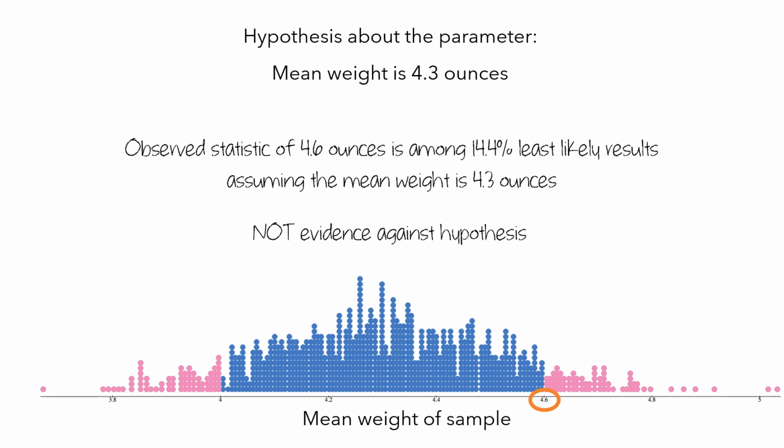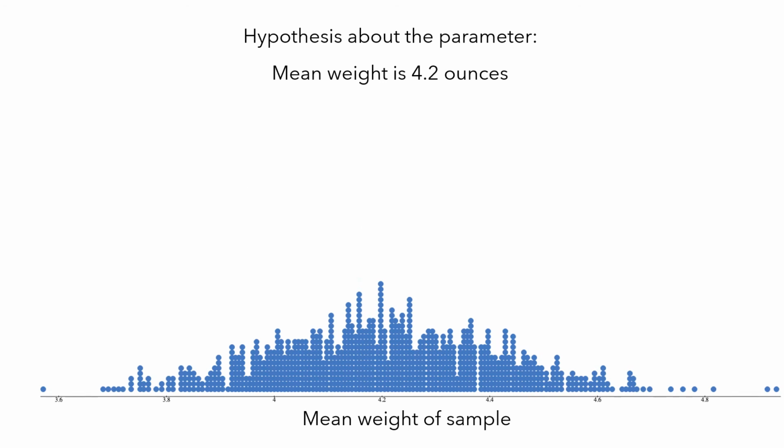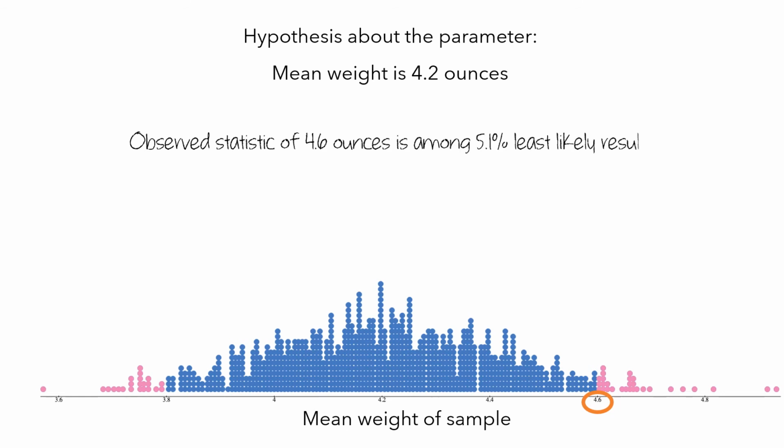Let's try another parameter value of 4.2. Here is a dot plot showing the distribution of mean weights. Now, what we need to do is find the probability of getting the observed statistic. The observed statistic was 4.6, and this observed statistic is among the 5.1% least likely results, assuming the mean weight is 4.2 ounces. And if we're using a criterion of 5%, then this is almost, but not quite, strong evidence against our hypothesis.